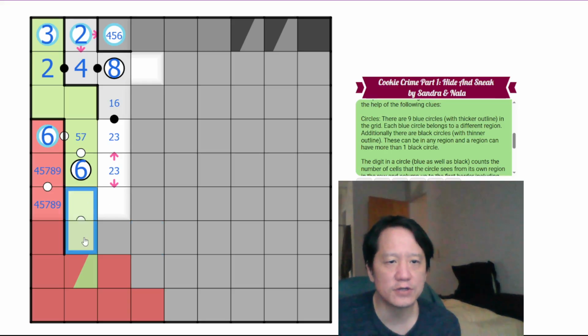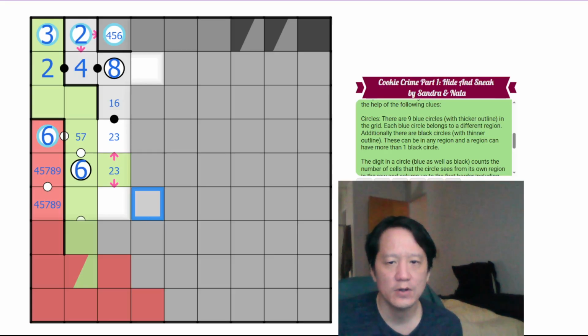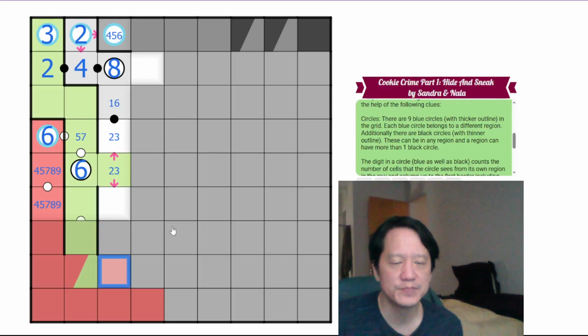Okay, this sees 6 cells. So the green has to go either 6 that way, or you could have 6 that way. We don't know. Either way, we know that this sees 6 cells. 1, 2, 3, 4, 5, 6. And these are guaranteed, or 1, 2, 3, 4, 5, 6. So we know these are going to be boundaries. But we don't know about this.